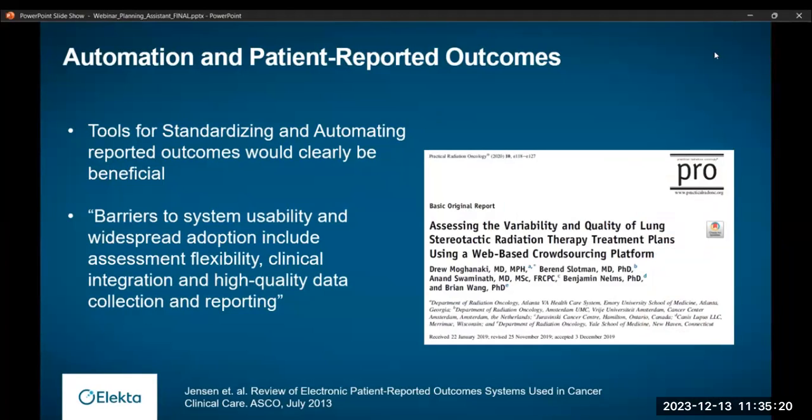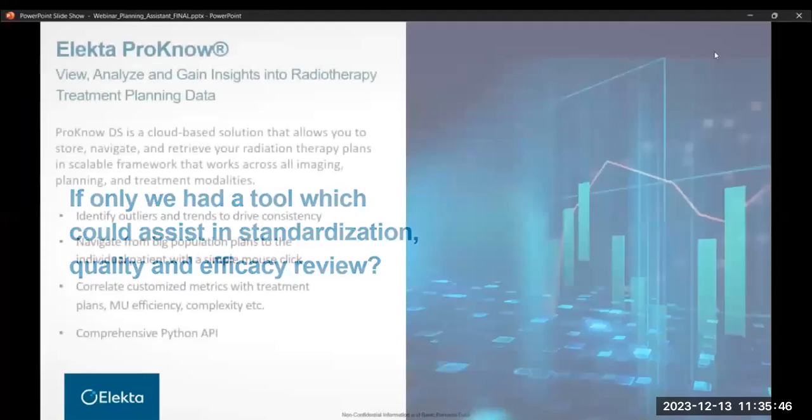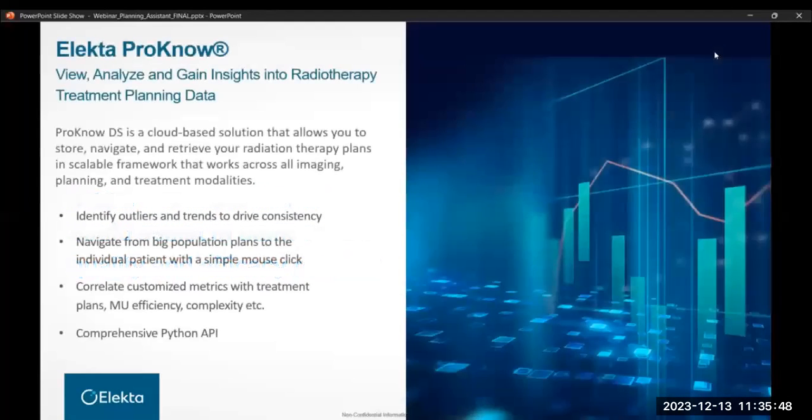And they did say the barrier to any new technology implementation really does rely on the ability to assess things in a flexible but consistent way, having something that's clinically integrated, and also having high quality data collection and reporting. And really that is where our Prono software or our plan analytics software really assists any of the move to any sort of automation process.